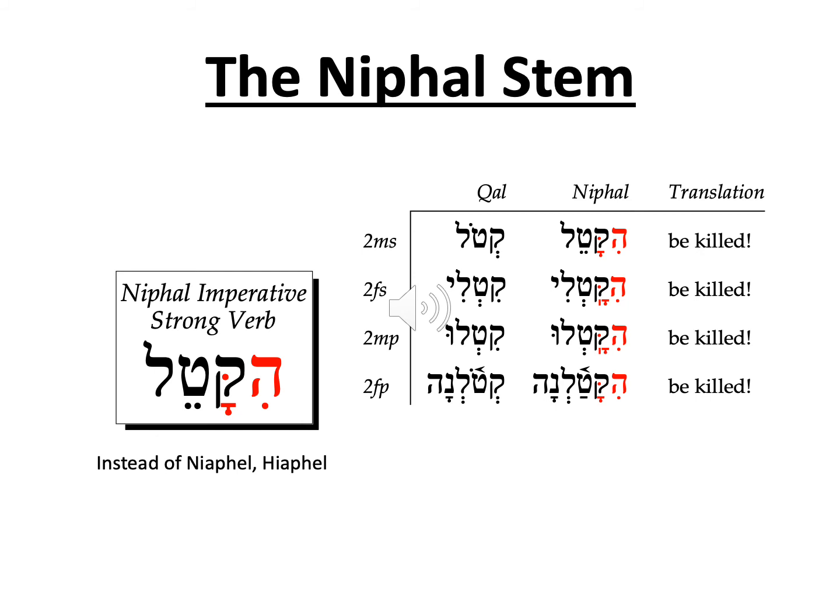The imperative is formed the exact same way as the imperative in the Kal stem. The preformative letter is dropped off. However, in the Niphal, another letter is added in, and that letter is a he. So a he is a giveaway of the imperative in the Niphal stem.